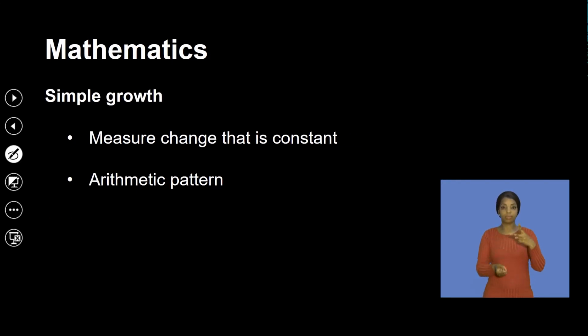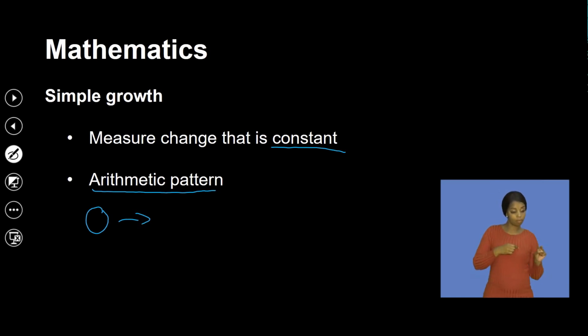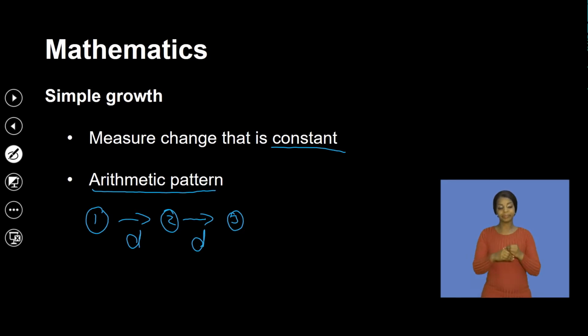With simple growth, remember that we said it's when the change that we are measuring is always a constant change, and this forms an arithmetic pattern. What this means is that from one term to the next, it's the same thing that we are adding throughout. If I get from the first term to the second term, what I'm adding will be the same as when I go to the third term, and that will still be the same as what I add when I go to the fourth term. That's what simple growth is all about.